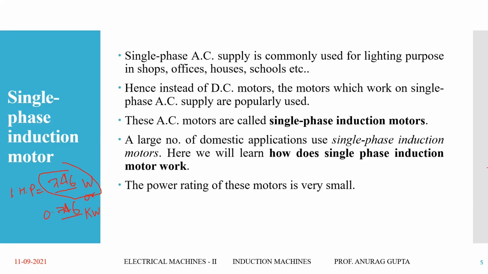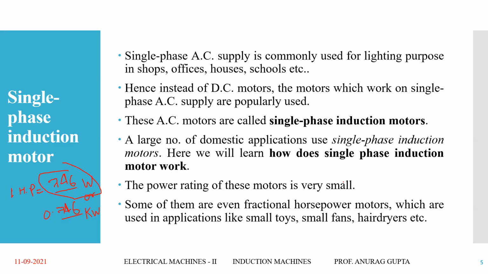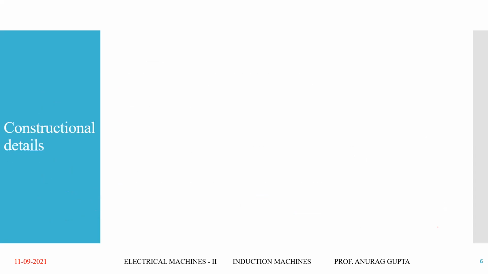First of all, you must know that the power rating is very small. Now I'm going further. Some of them are even fractional power, like 0.5, 0.25 HP, 0.02 HP. Fractional means 1 by 5 HP, 1 by 2 HP, 1 by 3 HP. Some of them are even fractional horsepower motors, which are used in very small toys, small fans, and hair dryers. These are very small motors.